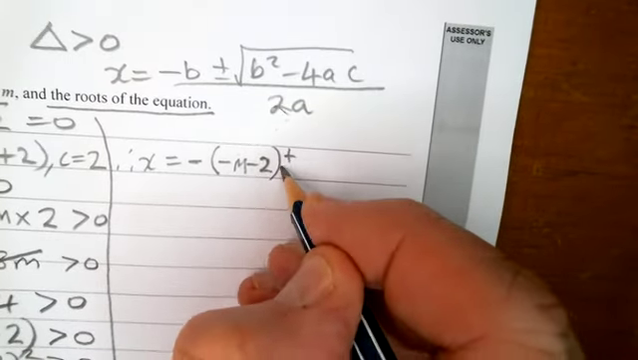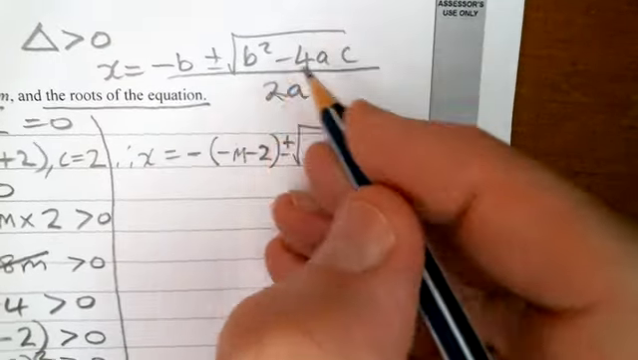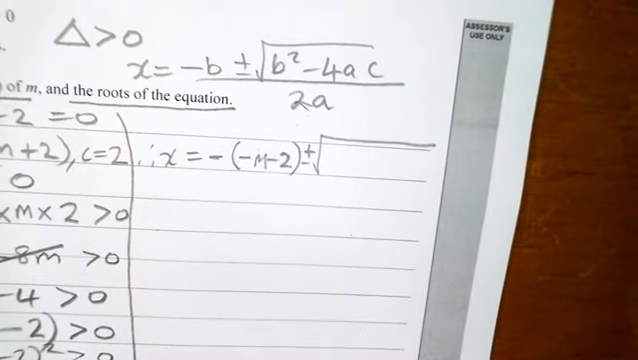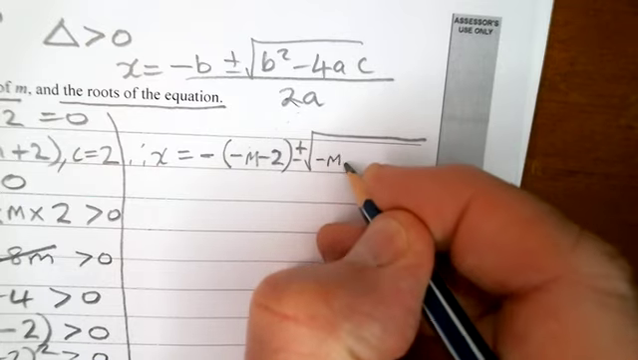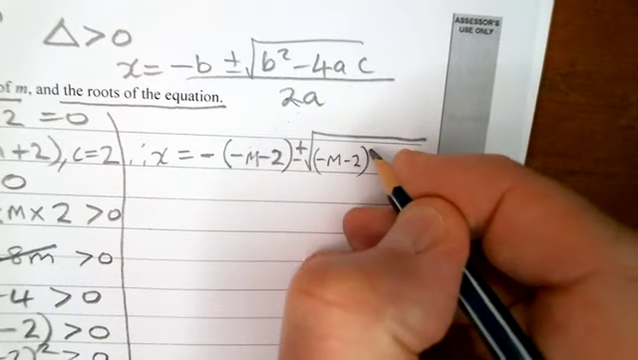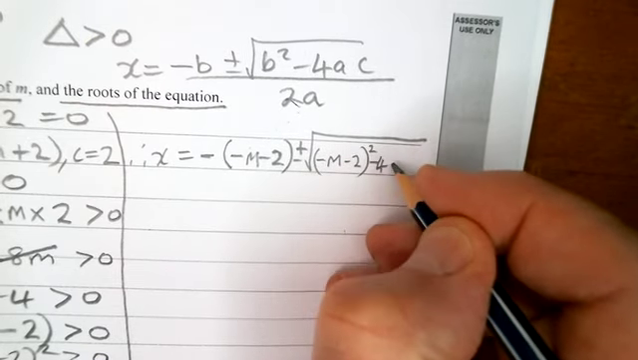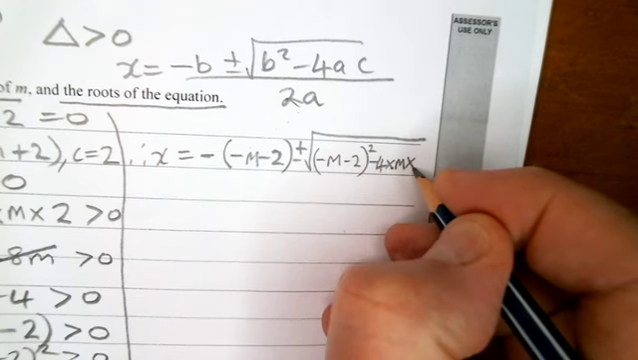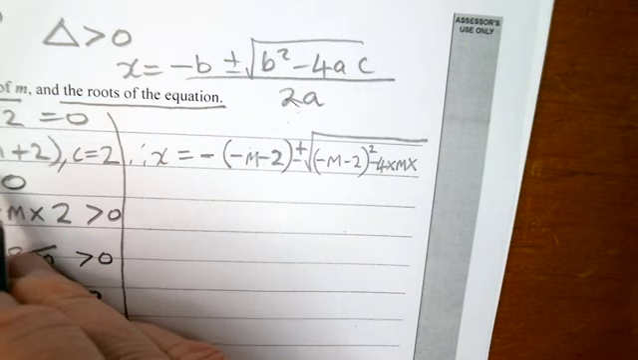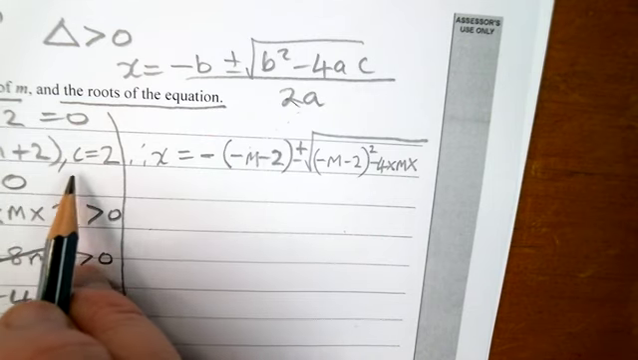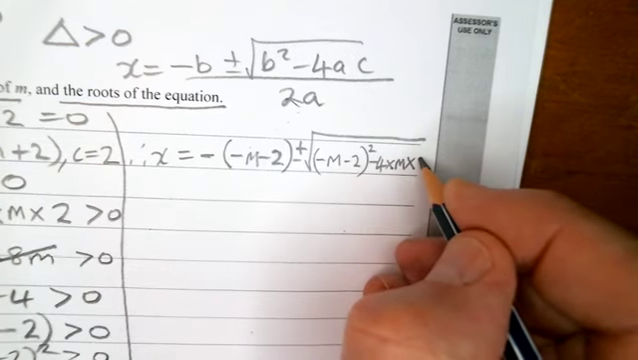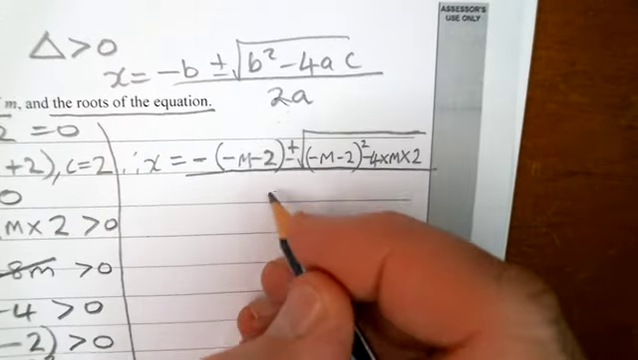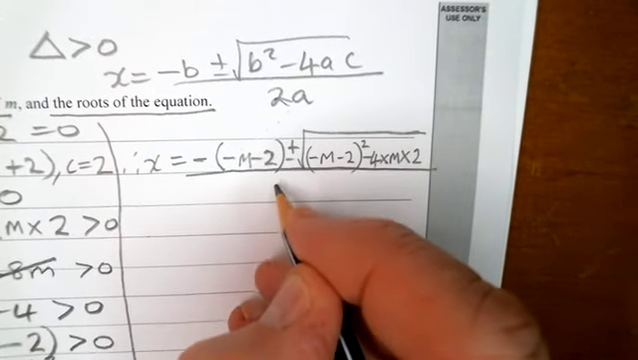This is going to be plus or minus, and here we've got the square root of b squared. So I've got negative m minus 2 all squared, minus 4 times a, and a was m, times c, and c was 2. It's going to be a squeeze to get it all in there. All over 2a. So all of that goes over 2a, and that's going to be 2m.